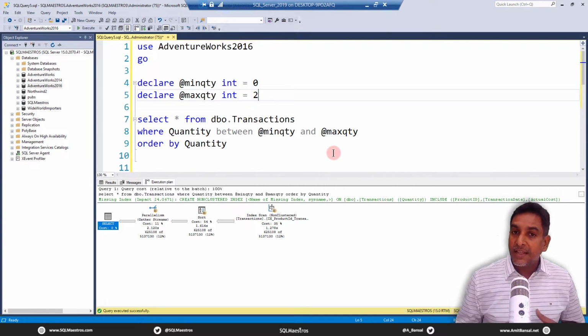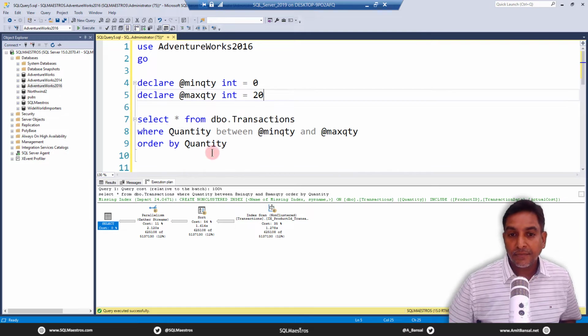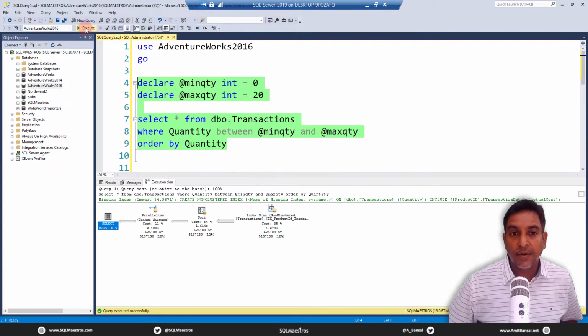Now what I will do is expand the scope. Instead of max quantity as 2, let's make it 20. Okay, let's go and execute this now.